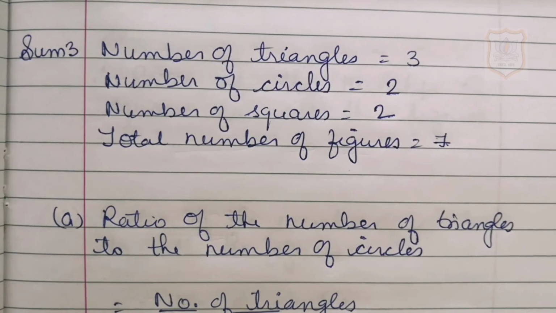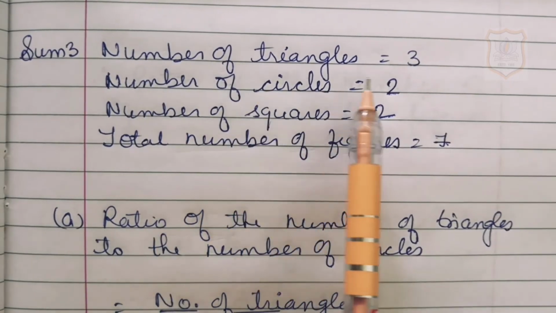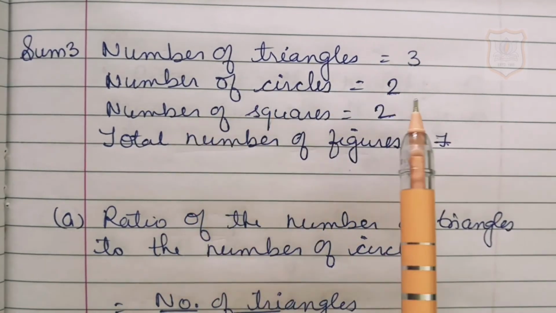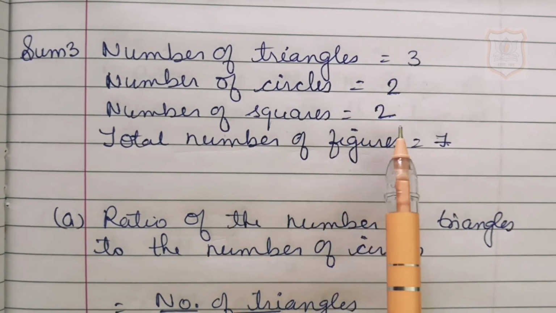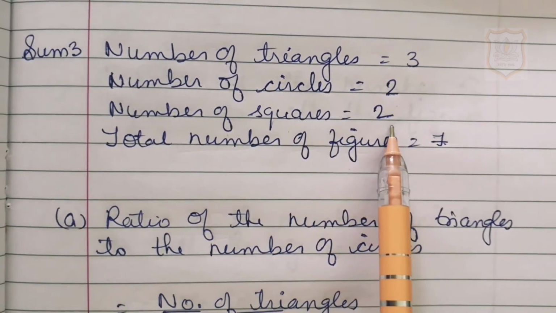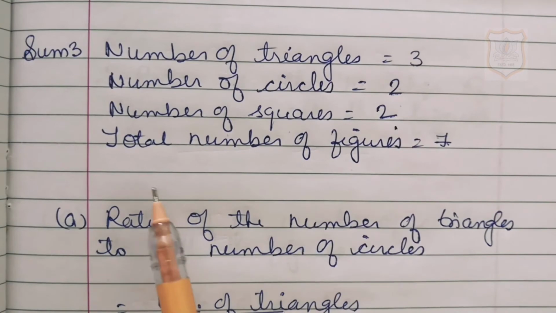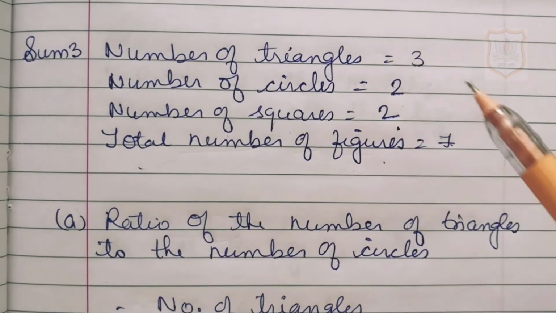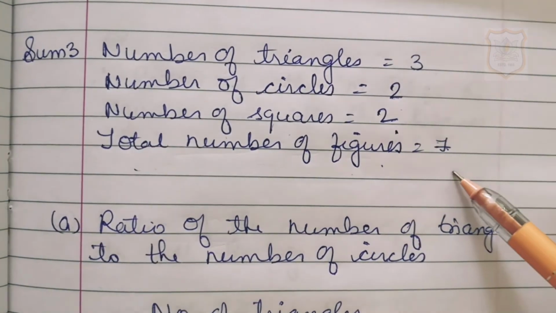Solution for sum number 3. Here number of triangles is equal to 3, number of circles is equal to 2, number of squares is equal to 2. It's given in the figure. Now total number of figures is equal to 3 plus 2 plus 2, that is 7.